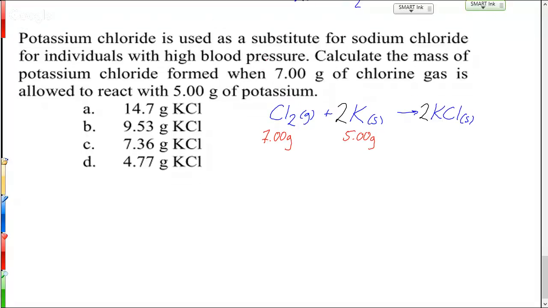So what that means is that we don't know yet, but one of these is probably limiting the reaction, and one of them is probably in excess, either the chlorine or the potassium. How can we figure out which one's which? So we know they have to react in a 1-to-2 ratio. That's what the balanced equation tells us. How can we figure out which one is limiting here? Can we tell from looking at 7 and 5 and making some distinction about that? Or do we need to do something else?